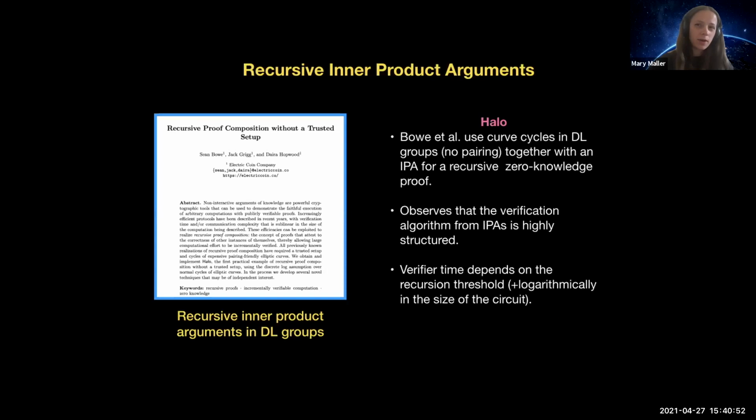One of the last two works I'm going to mention is Halo, which I'm sure we've heard about a lot this week. In Halo, they're able to use curve cycles inside a discrete logarithm group with no pairing at all, together with an inner product argument, again, to generate a zero knowledge proof. And because they're using a recursive method where they prove a proof of a proof of a proof of a proof, the amount of work that the verifier does depends only on the recursion threshold plus a logarithmic quantity rather than on the size of the circuit.